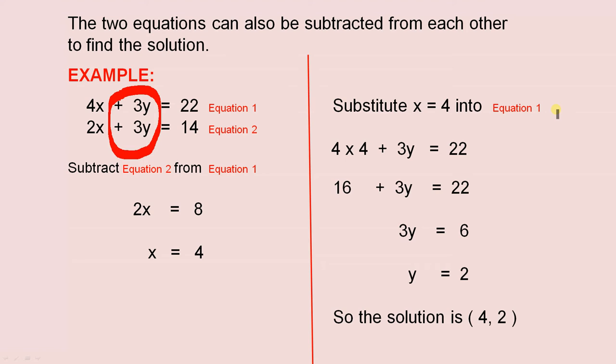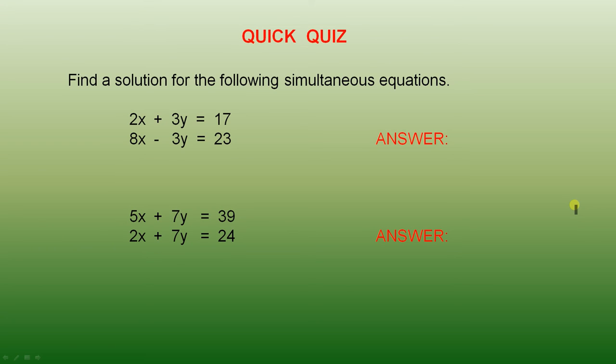Substitute x equals 4 into equation 1. We have 4 times 4 plus 3y equals 22, 16 plus 3y equals 22, 3y equals 6, so y is 2. So the solution is 4, 2, and that satisfies both equations. Here's a quick quiz to help you, and please check through the video if you need to do so.